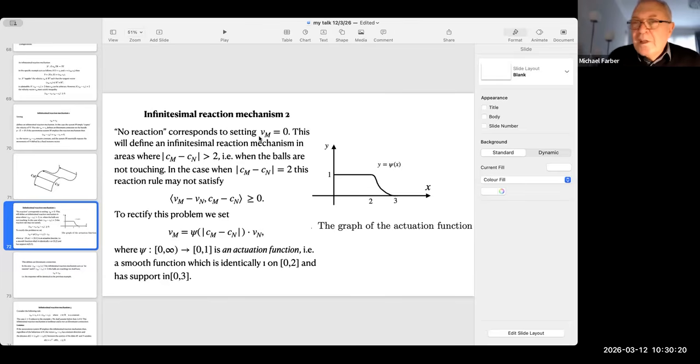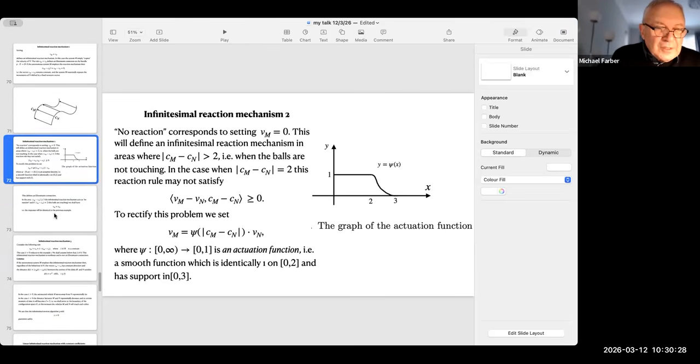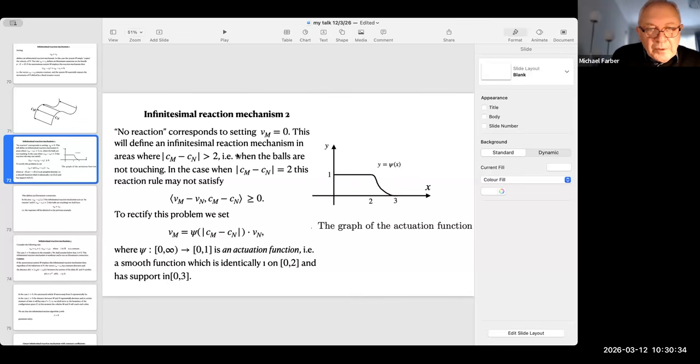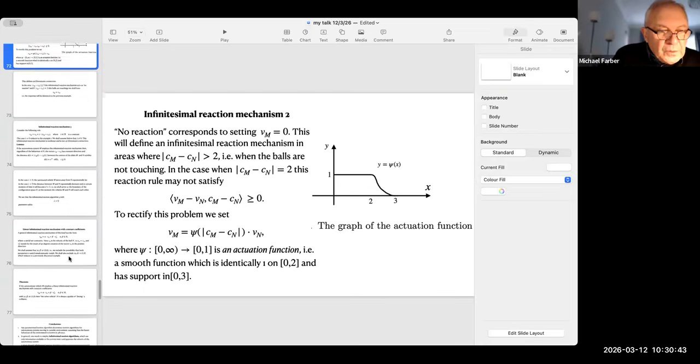Then there is another example, called no reaction. John, I'm finishing. Just a second. Anyway, I'll just skip. There are examples in the paper, and I don't have time. This actual example is important because it also involves what we call an actuation function. And there are further examples.